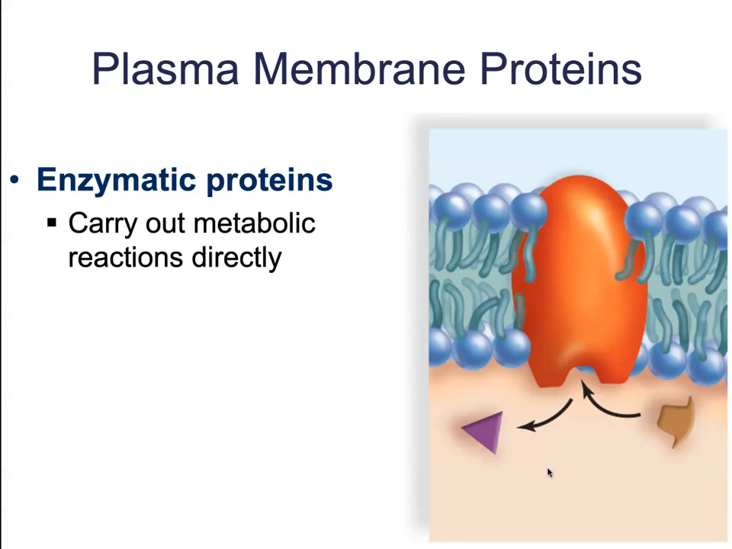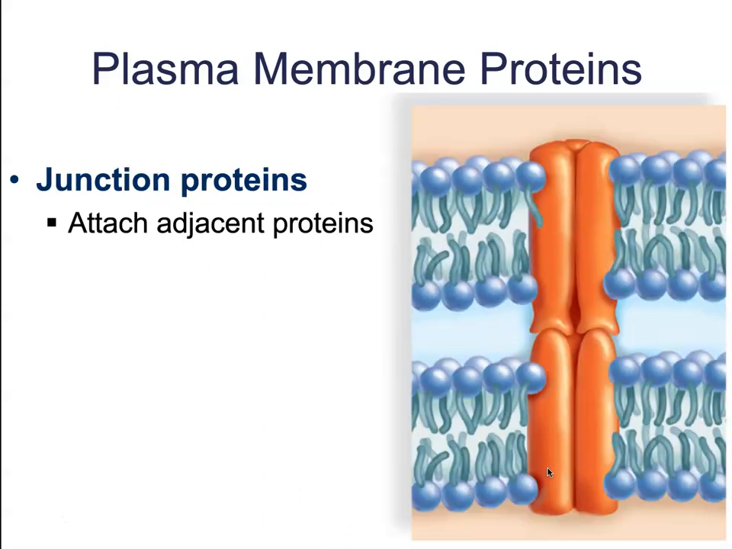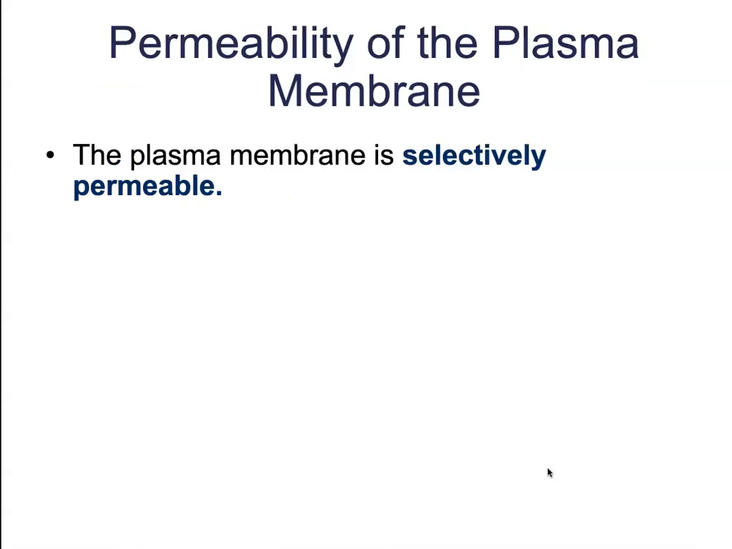Another type of plasma membrane protein that I want to mention would be enzymatic proteins. These proteins are going to be responsible for carrying out metabolic reactions directly. Just like any other enzyme, they just happen to be bound to the plasma membrane. And then finally, junction proteins. Junction proteins attach to adjacent proteins and are going to attach cells to each other. We're going to see junction proteins play out a little bit at the end of this chapter.